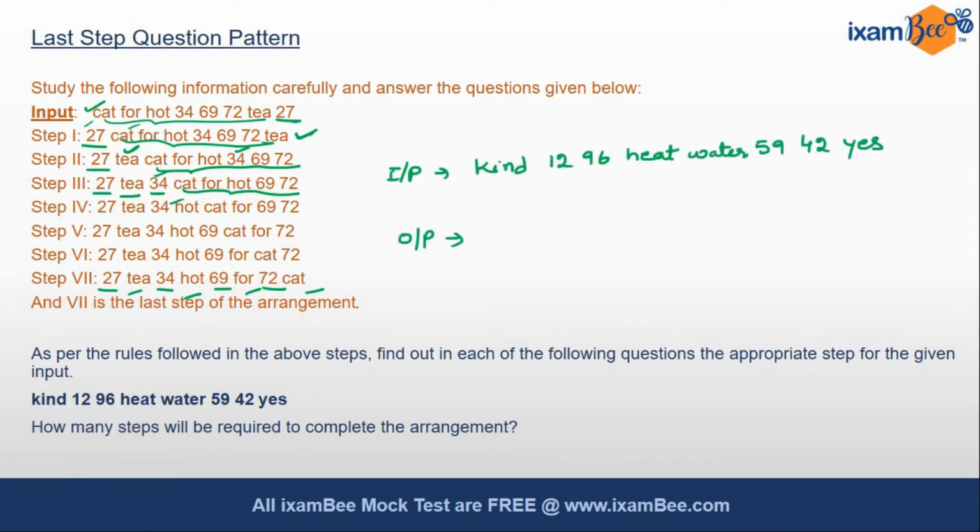So friends, I have written the new input. Let's try to write what the final output shall be. We know the numbers are arranged in ascending order. 12 will come here, then 42, then 59, and finally 96. Numbers are done. Now let's arrange the words. Words will be in alphabetical order in the opposite way, backward direction. So first will come yes, because Y is the last one. Then water will come, then kind, and finally heat. So as you see, we have arranged all the words and numbers and we have got our final output.